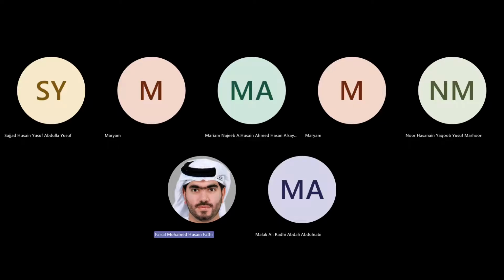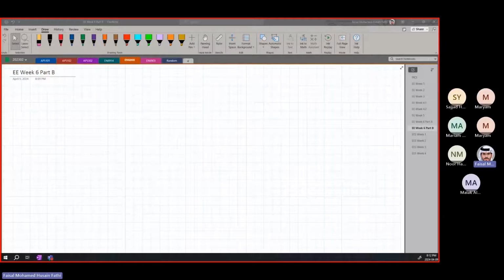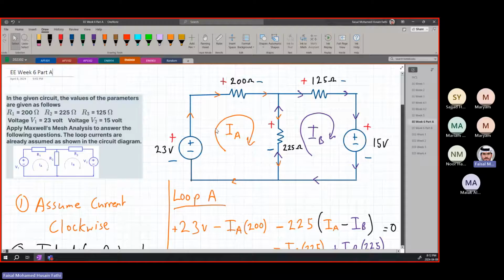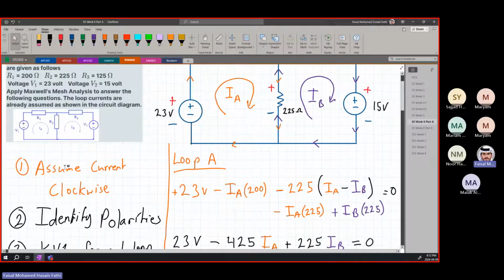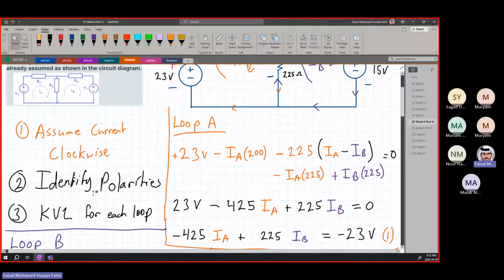All right. Let us begin. If we just do a quick recap on what we did last time, we did mesh analysis, Maxwell's mesh analysis. What do we do? We take the currents clockwise. After you redraw the circuit, you take the currents clockwise. First you'll assume the current clockwise, then you will identify the polarities.